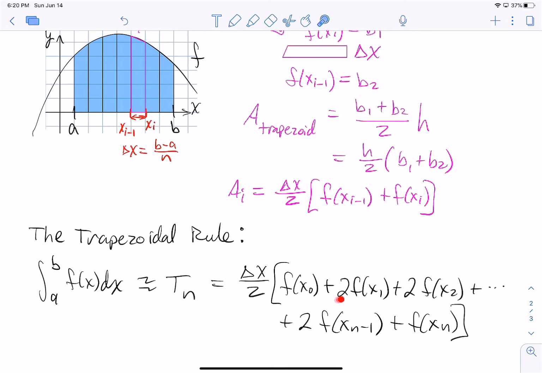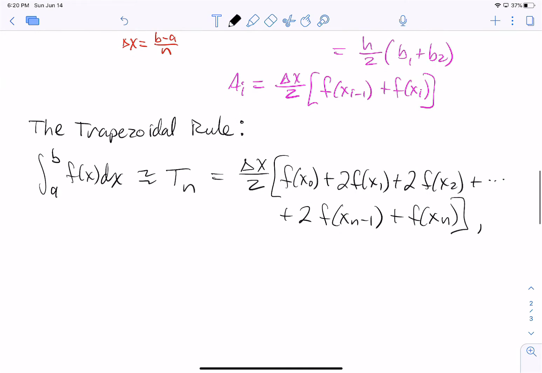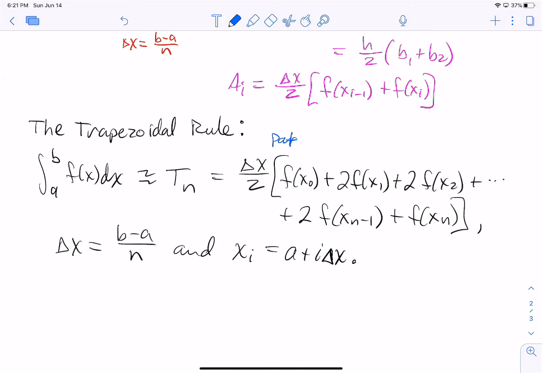Now you may be wondering where the 2's are coming from. I'll get to that in just a moment. But I'm going to need to continue the sentence here and say all of that where delta x is equal to b minus a over n, and x sub I, the inputs, are a plus I times delta x, like when you first saw integrals. Now about these 2's, there's actually a pattern that I want to write down for the coefficients. And it is that the coefficients are 1, 2, 2, 2, 2, dot, dot, dot, 2, 2, 1.